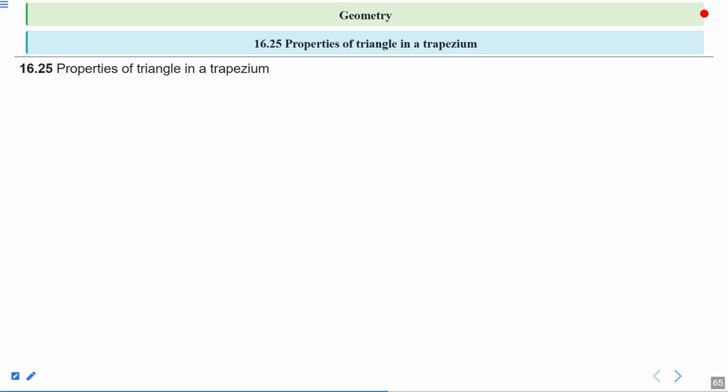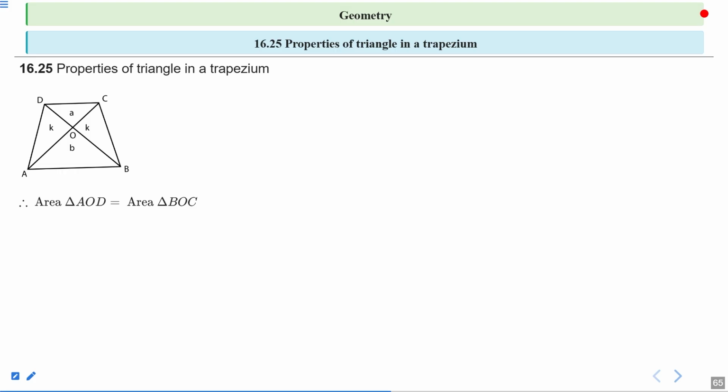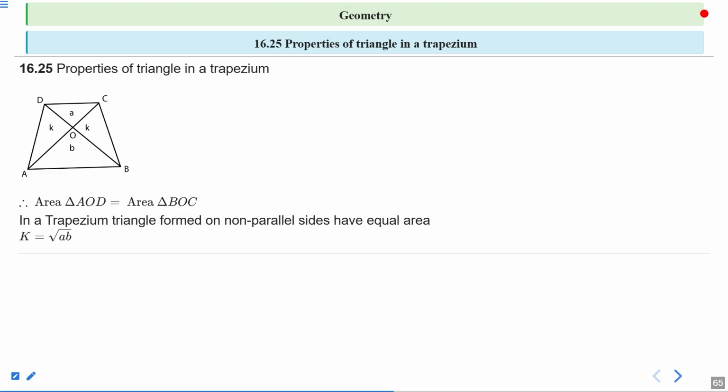Property of triangles in a trapezium. So this is a trapezium. So the area of triangle AOD equals the area of triangle BOC. In a trapezium, triangles formed on the non-parallel sides have equal area. So K we get as under root A into B.